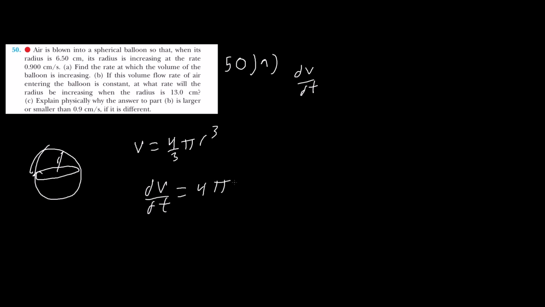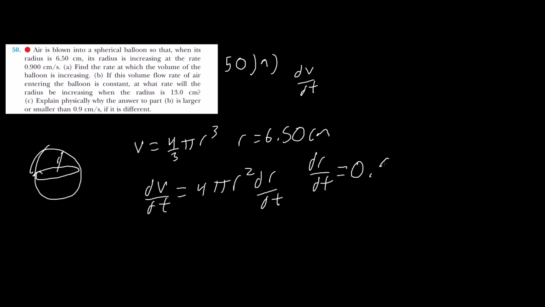So that's going to be 4 pi r squared. Notice that this is the surface area of the balloon times the tiny change of r per t, dr/dt. And there's the formula, folks. This is basically what they're asking. So find the rate at which this is changing when the radius is specifically 6.50 centimeters, when the radius is increasing at the rate of, that's another way of saying dr/dt being, 0.900 centimeters per second.